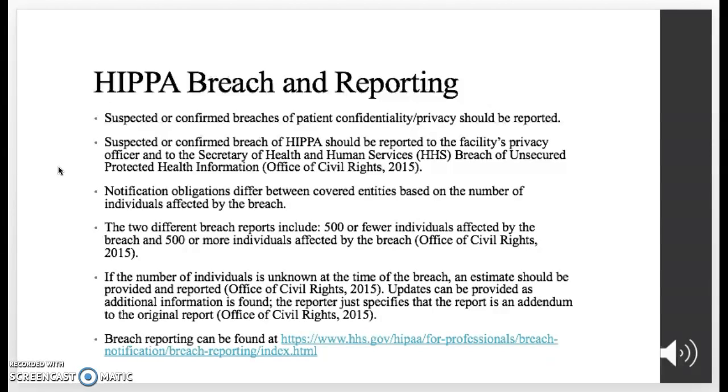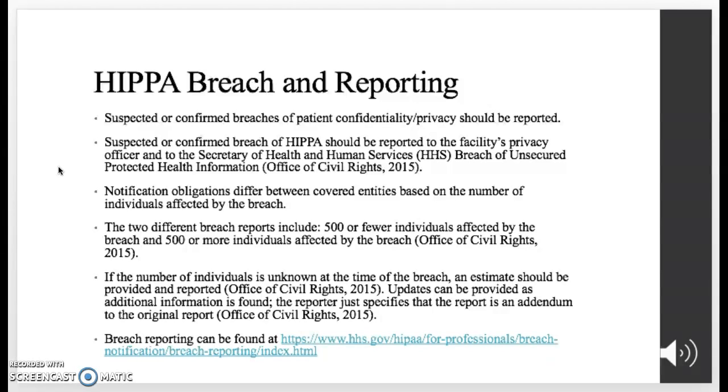Breaches of patient confidentiality are taken very seriously by the U.S. Department of Health and Human Services. If a breach is suspected or found within a covered entity, notification of the breach must be reported to the facility's privacy officer and the Secretary of Health and Human Services as a breach of unsecured protected health information. Notification obligations differ between entities based on the individuals the breach affects. The two different breach reports include 500 or fewer individuals affected by the breach or 500 or more individuals affected by the breach.